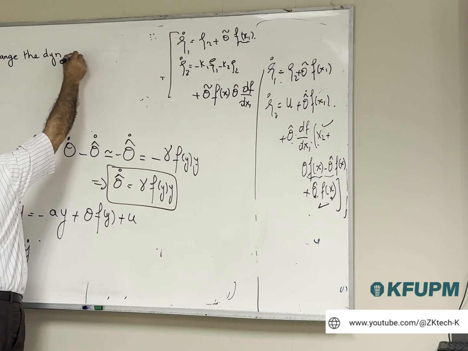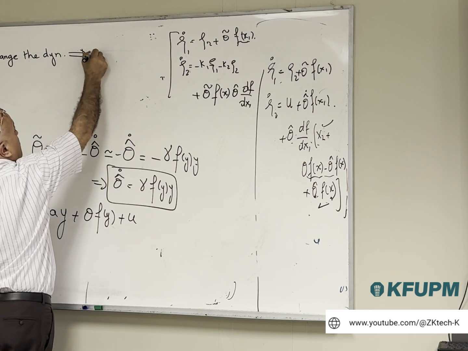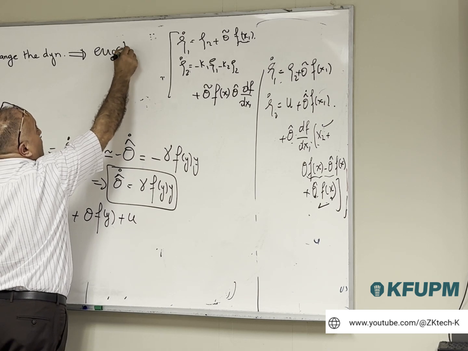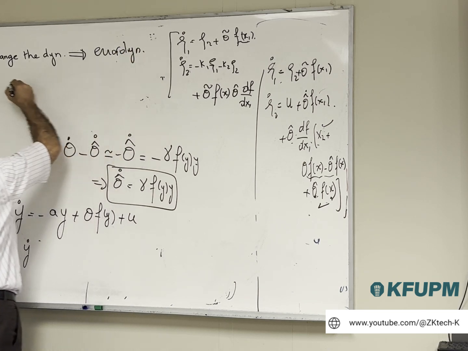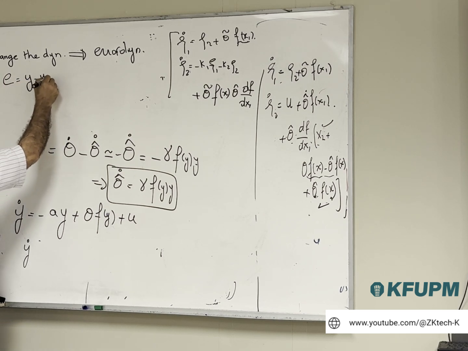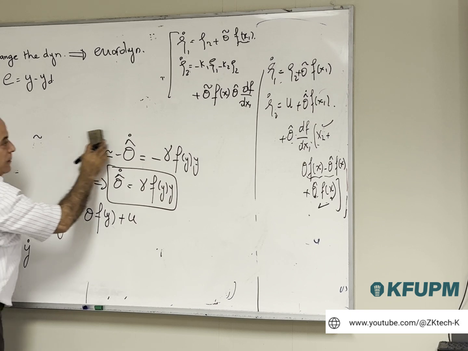How are we going to change the dynamic? By expressing the error dynamic. The error is equal to y minus y desired. This is what we want.